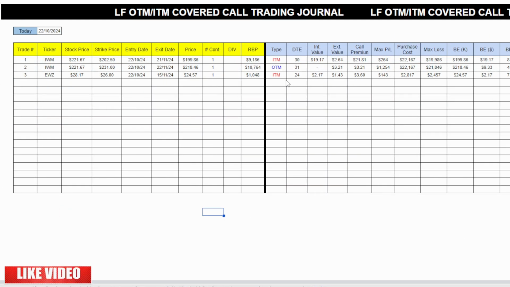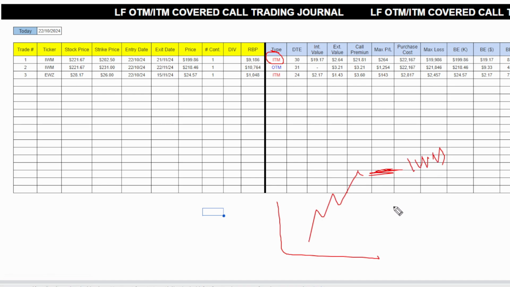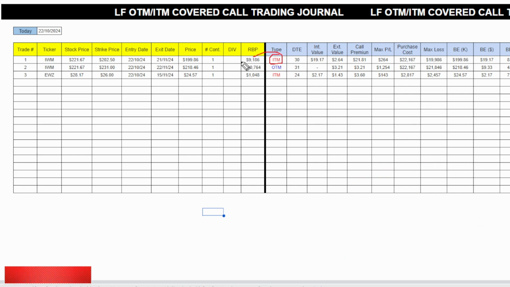So this time we are going to trade our option that is in the money. Why is it in the money? Because here is the stock price, in this case IWM, and our call option strike is below the current stock price. Before, it was out of the money. Now it is in the money. The stock price is again 221.67, strike price 202.50. And that's how much you're going to have to pay to open this trade, 199.86. And our maximum PNL is going to be $264.